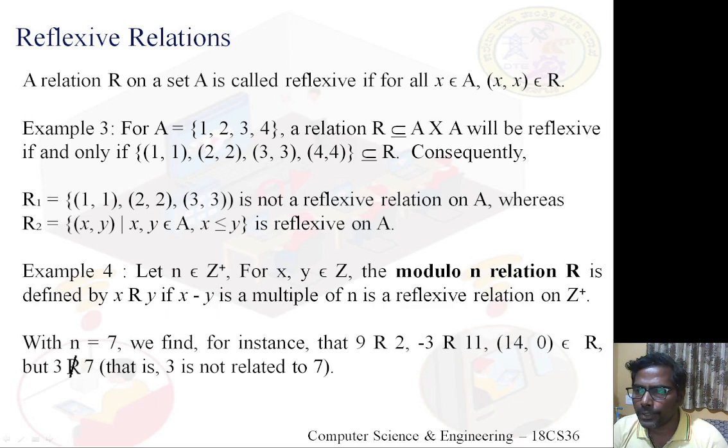A subset of A cross A should contain X, X. I mean, a subset of A cross A should contain an ordered pair X, X for all possible values of X taken from set A. Okay, so let us have a look at an example.